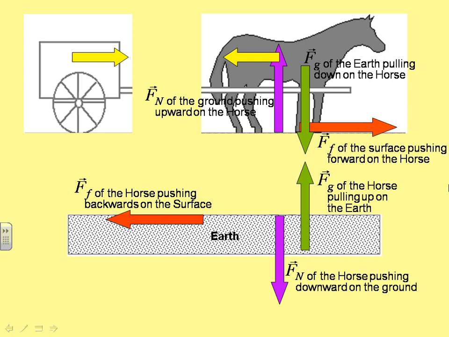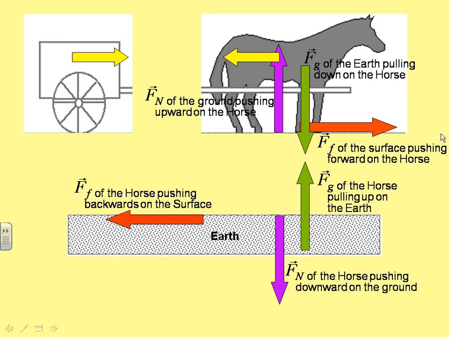So if you see here, there are actually, as far as the horse goes, four different interactions going on. The horse interacts with the wagon. The horse interacts with the earth as a whole through the force of gravity. The earth interacts in two ways with the surface. One is the force it puts down on the ground, and the normal force from the ground up on the horse. One it pushes backwards on the surface, and the surface pushes forward.